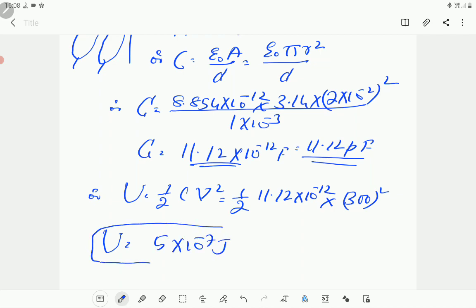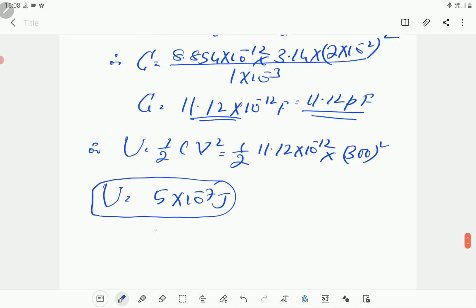Do the simplification part. How do you do it? 300 is 3 10 power 2, whole square. There is a 9 10 power 2 whole square. The final value is coming out 5 10 power minus 7 joule. This way we will try, and some more types we have solved in a regular class. So this way you can try problems. We'll continue further, students.